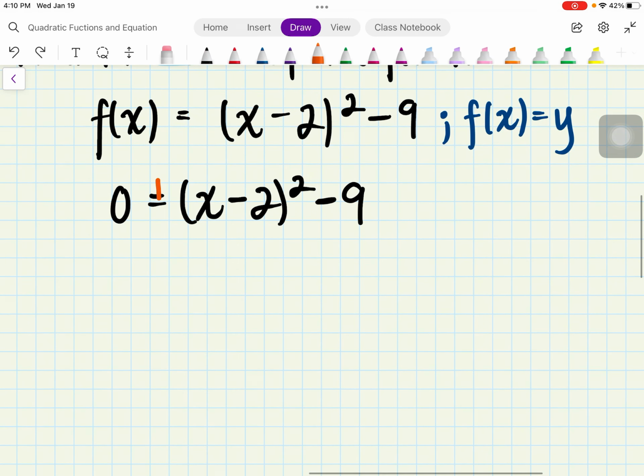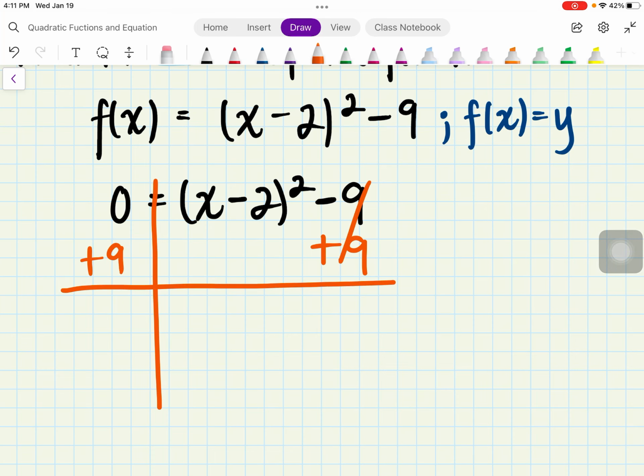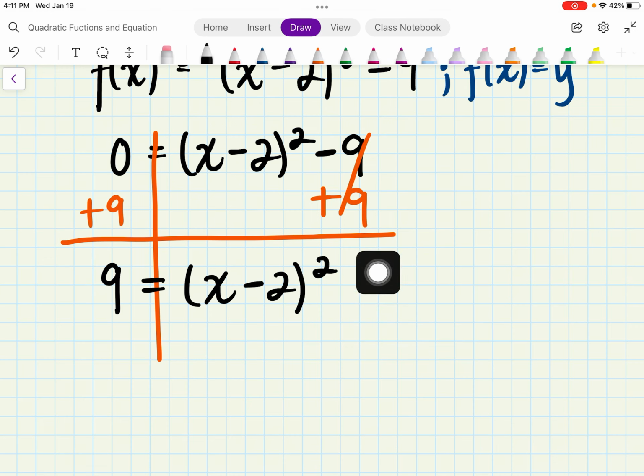Alright, so once again, we want to go ahead and solve for x here. So let's go ahead and move everything to one side. Starting off in this case, guys, once again, you want to go ahead and get rid of everything that's on the outside, then we'll go ahead and focus on the squared and what's inside of the parentheses. So I'm going to go ahead and first add 9 to both sides. And that's going to give me 9 equal to (x minus 2) squared.